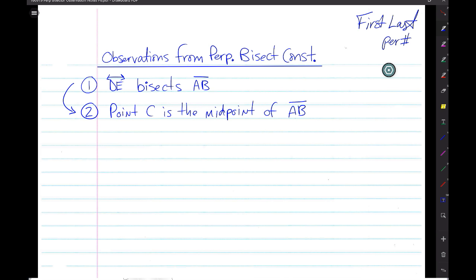And because point C is the midpoint of segment AB, that allows us to make a third statement. So we want to connect 2 and 3. Again, the flow comes from 1 to 2 to 3. It's this progressive order of presentation of information. Because point C is the midpoint of segment AB, we can now say that segment AC is congruent to segment CB.